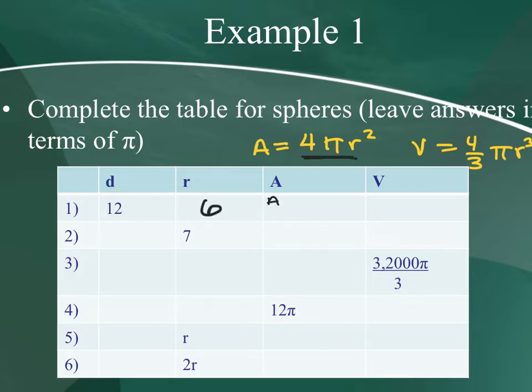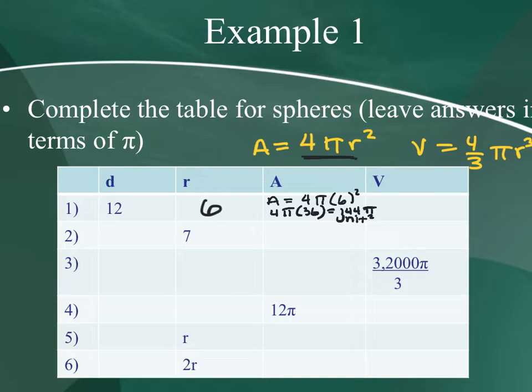Now I'm going to plug the radius into this formula. So area equals 4 times pi times 6 squared. So 4 pi times 36. I end up, left in terms of pi, with 4 times 36 is 144 pi units squared, because they didn't give me centimeters or inches or anything like that. Remember, for surface area, the units are always squared.